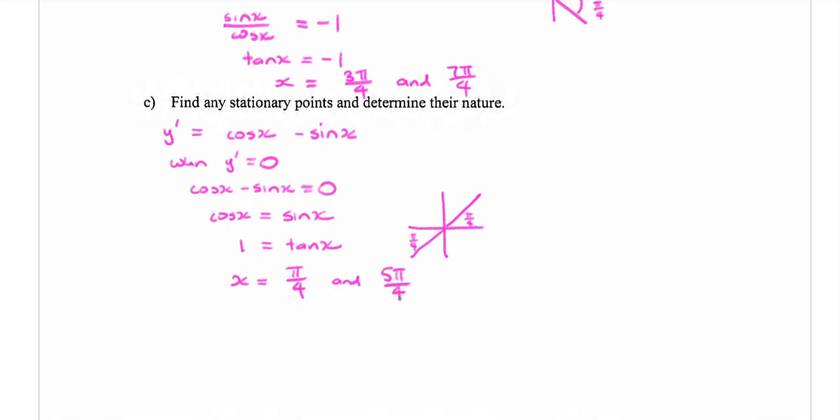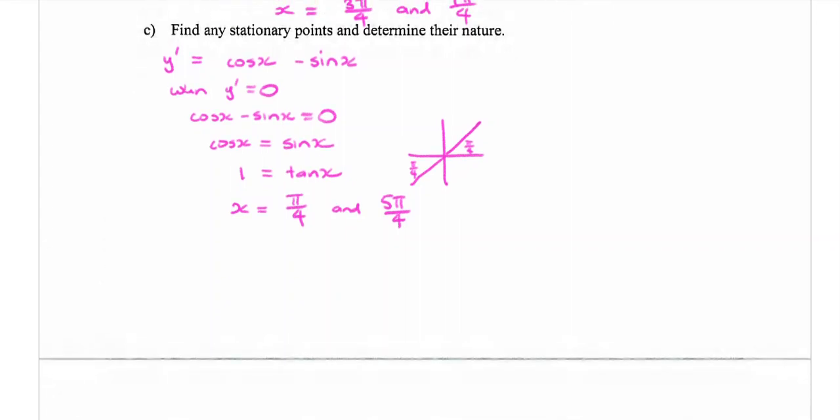I found the solutions that are in my domain. I haven't found the y value. Should I do that now or later? Now. Let's do it now. Because they're points, I can't have points that are just x values. I've got to find the y values that go with them. So I'm going to sub in, and please write small, we still have a fair bit to do here, x equal to pi over 4 into the original equation. And I'm going to have to do it for 5 pi over 4 as well, so that I can find where these points are.